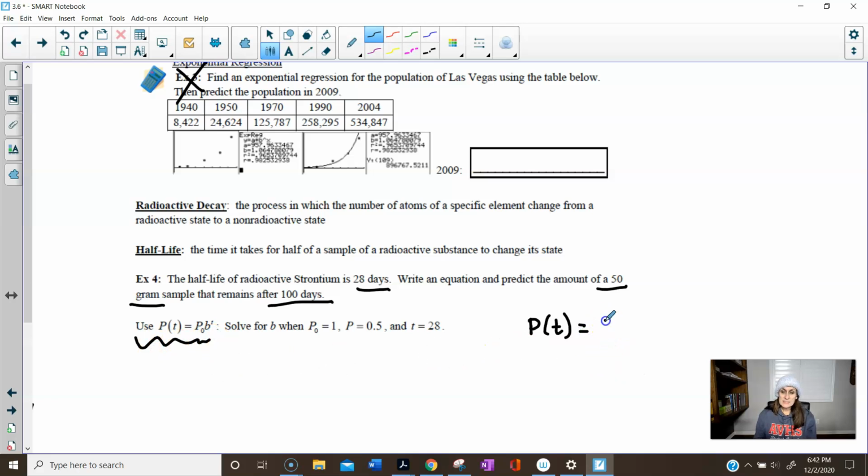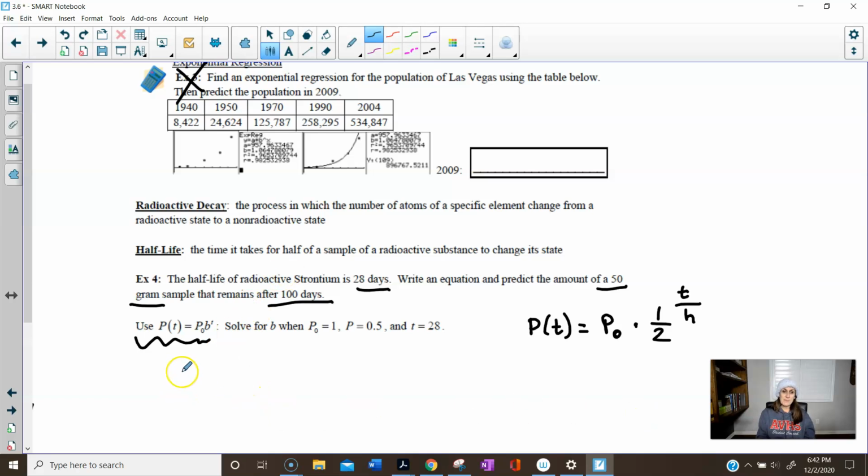P sub O is the initial amount of the substance. So you'll take the initial amount and multiply it by the half-life. The base of a half-life is always a half, and then you're going to raise it to the time that goes by divided by the half-life time. The half-life is how long it takes for it to be cut in half.